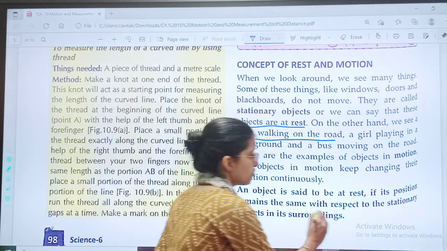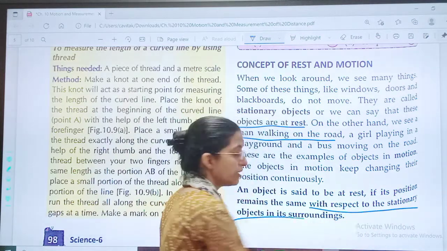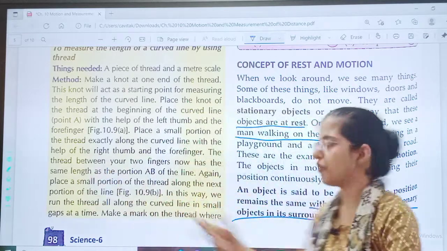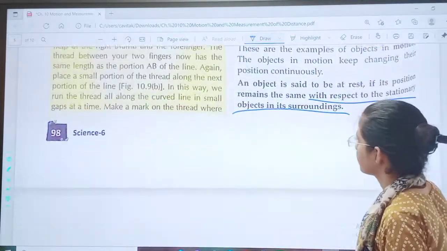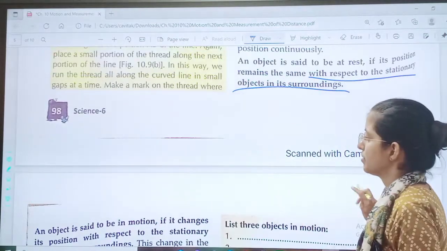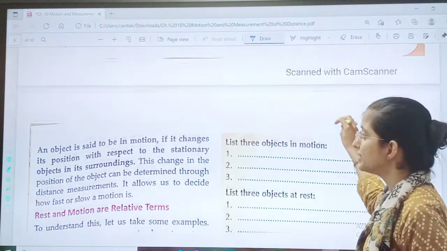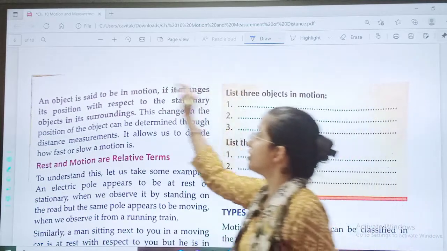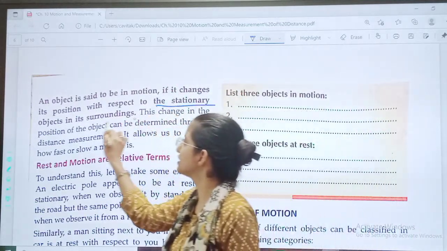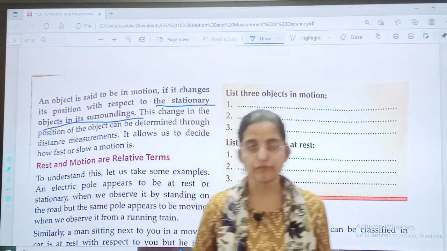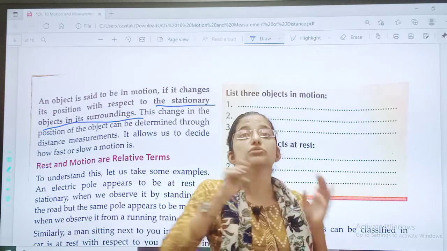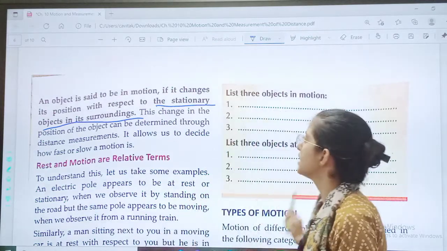in its surroundings. Okay, now what do we mean by this? We will study this with an example. Okay, I will show you that. Now for the time being, you keep this in mind. An object is said to be in motion if it changes its position with respect to the stationary objects in its surroundings. जो अपनी position change करता रहे with respect to the stationary objects in the surroundings.